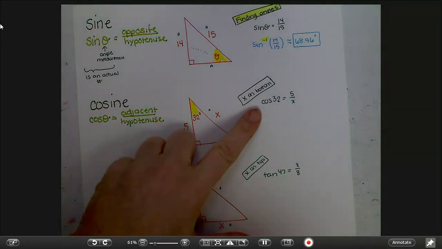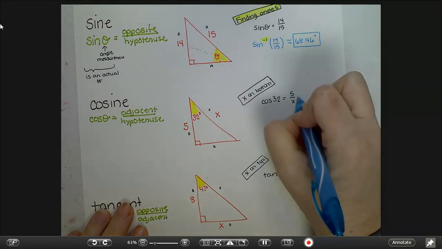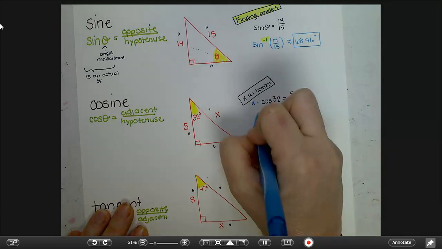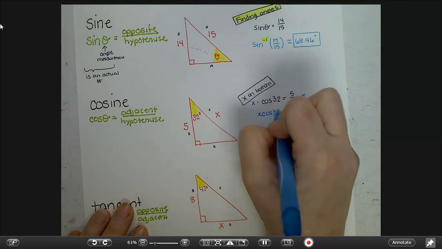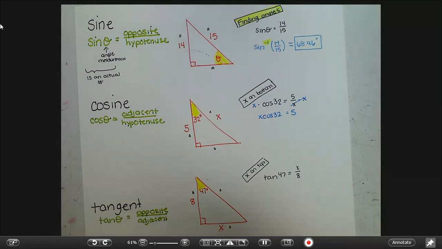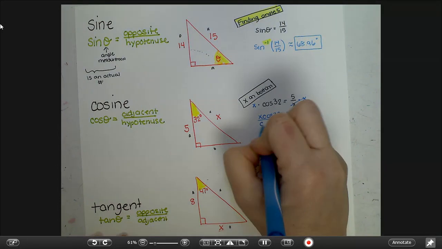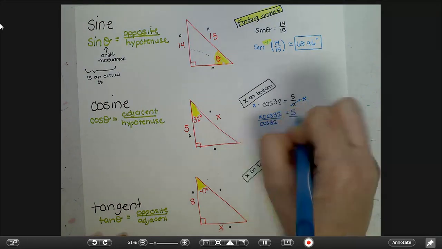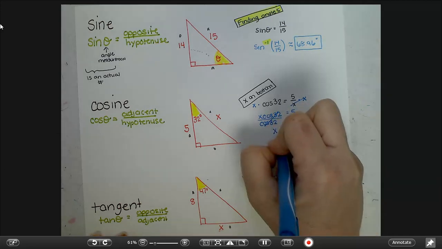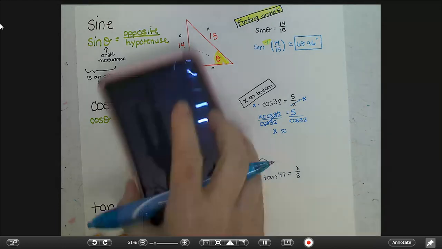All right. When x is on the bottom, we're going to solve this like a normal equation. So we need to get that x out of the denominator by multiplying both sides by x. So we have x cosine 32, remember, this is a number, equals 5. And like anything, if you had 3x equals 5, you would divide by 3. We're going to divide by cosine 32 because cosine 32 is an actual number. So x equals approximately, that's what those mean. And we're just going to type this into a calculator.